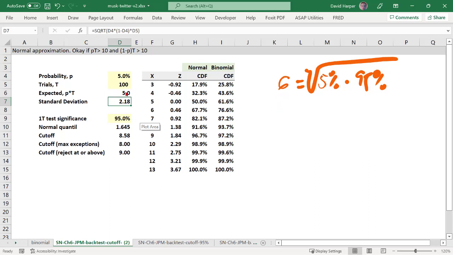That gives us the standard deviation of the Bernoulli. And if we include the 100 in there, we get the standard deviation of the binomial distribution under that IID assumption, which is 2.18. That would be in counts because we've included the 100.